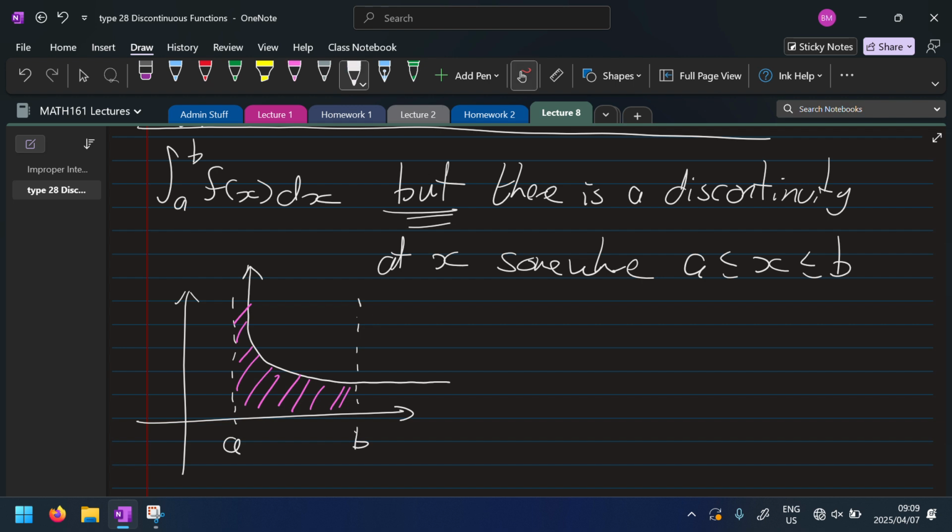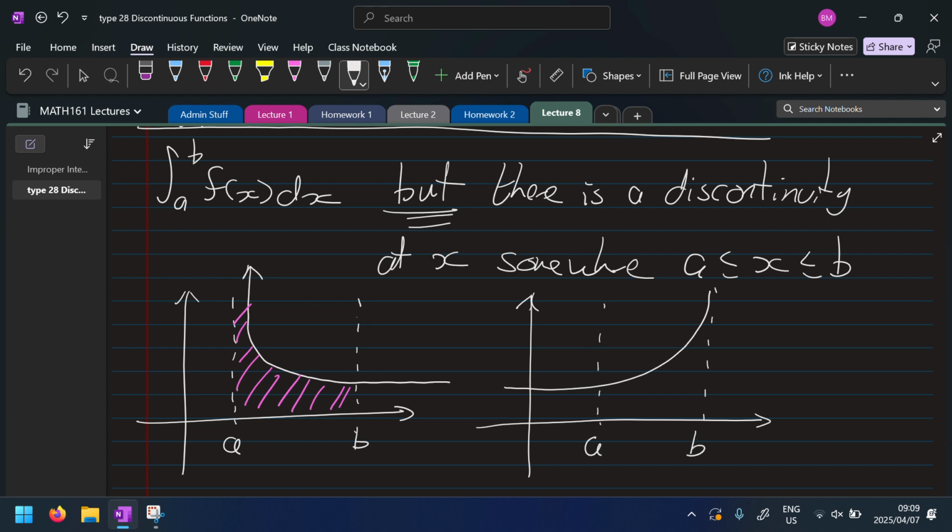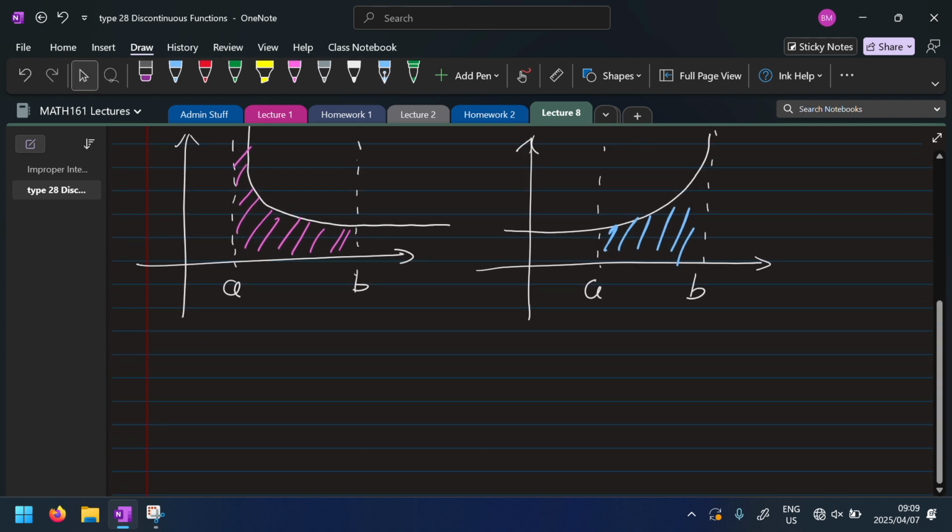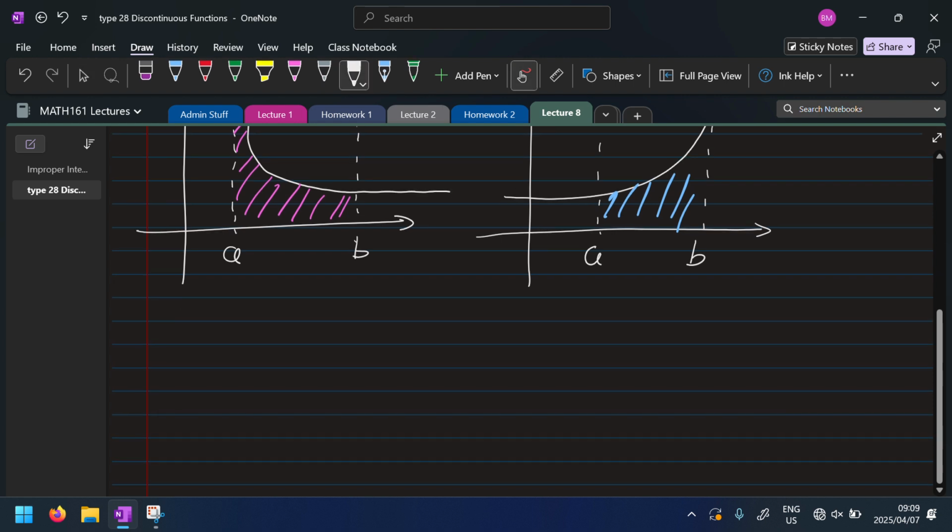Or the asymptote could be at B. So you might have something like this. A is fine, there's no issue there, but at B there's the asymptote. That's going to be a problem. Or the asymptote could be somewhere in between the two. So you could have something like this.